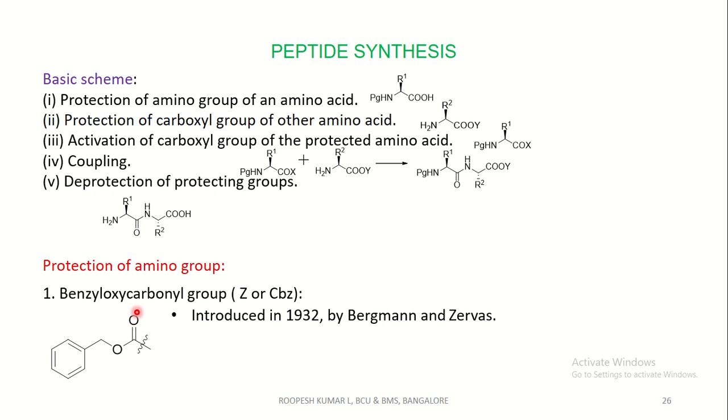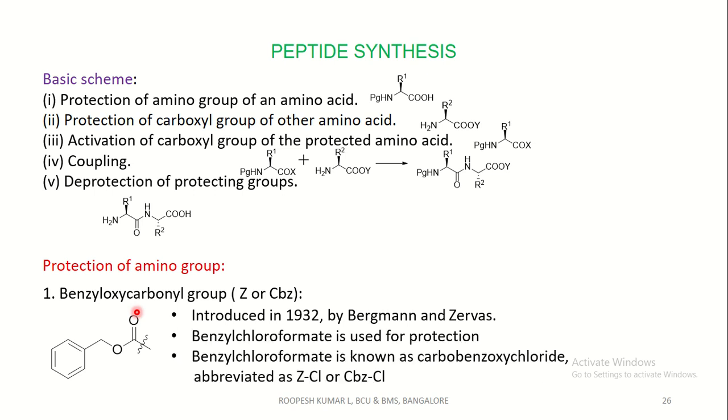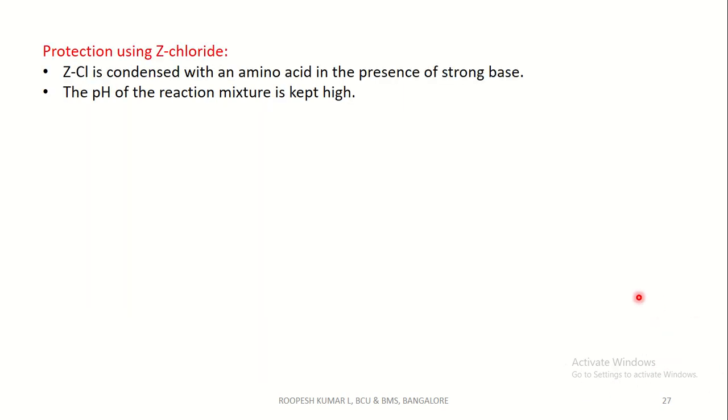It was introduced by Bergmann and Zervas in 1932. Benzyl chloroformate is used for protection, and this is the structure of benzyl chloroformate. This is benzyl chloro and this is a formate group. And it is also known as carbobenzoxy chloride and it is abbreviated as Z chloride or else CBZ chloride. And as I told you, this is a Z group, so the whole thing is Z chloride.